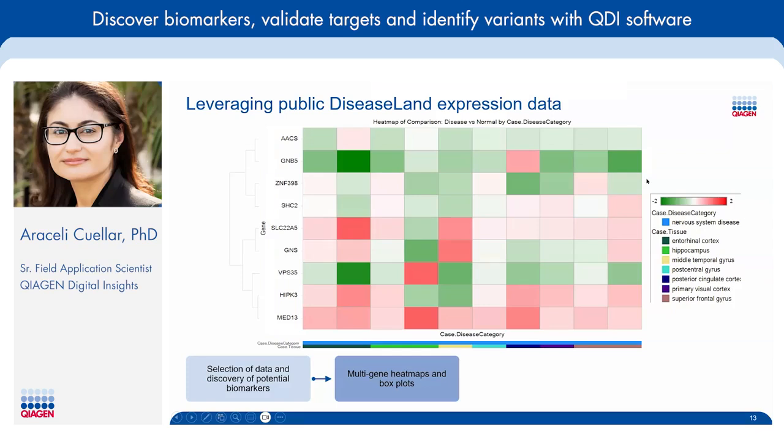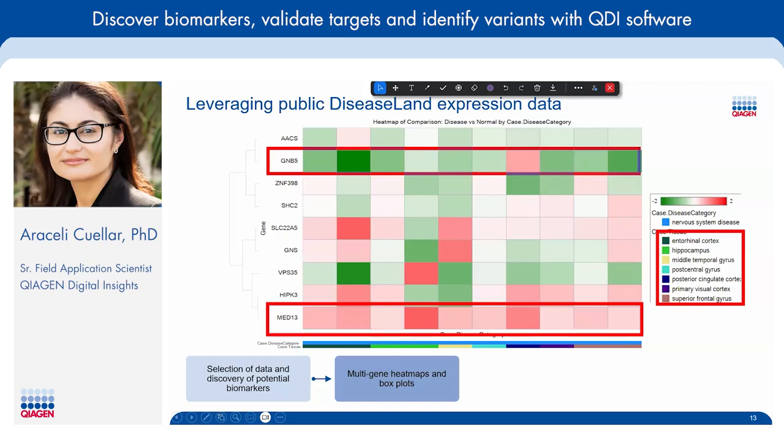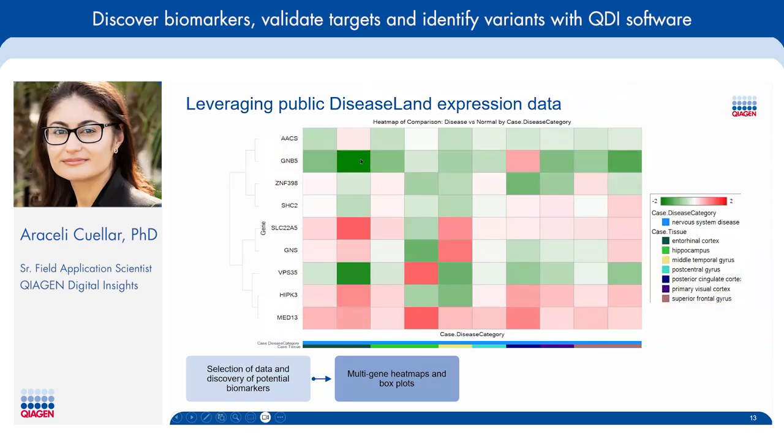So taking a look at this heat map, you can quickly identify, for example, that Mediator 13 seems to be upregulated in Alzheimer's disease versus normal control across these different tissues that you see here. And then you can see that although MED13 is upregulated, for the most part, GNB5 tends to be downregulated across all these different tissues in Alzheimer's patients. And so by quickly looking at this heat map, you're able to identify what could be some key genes of interest.